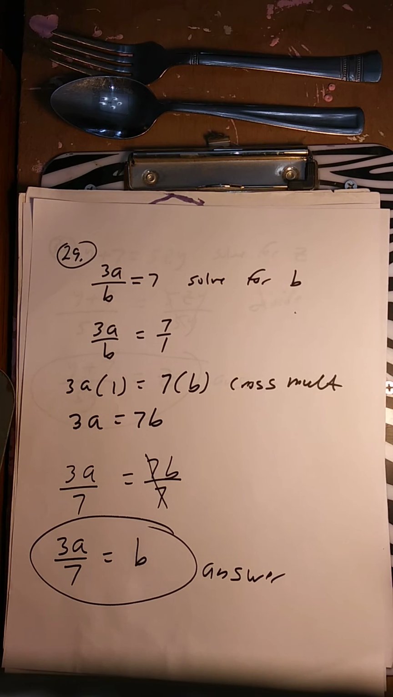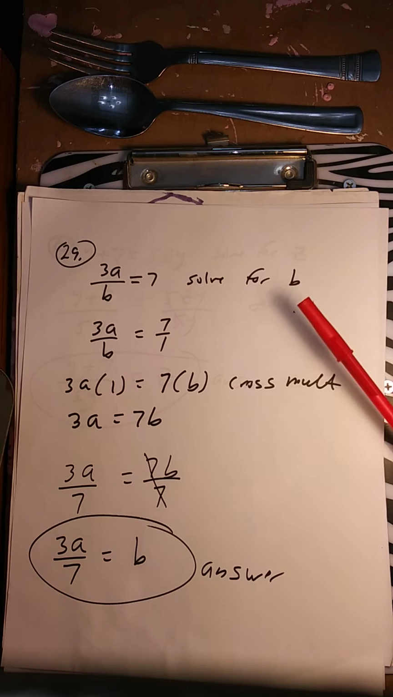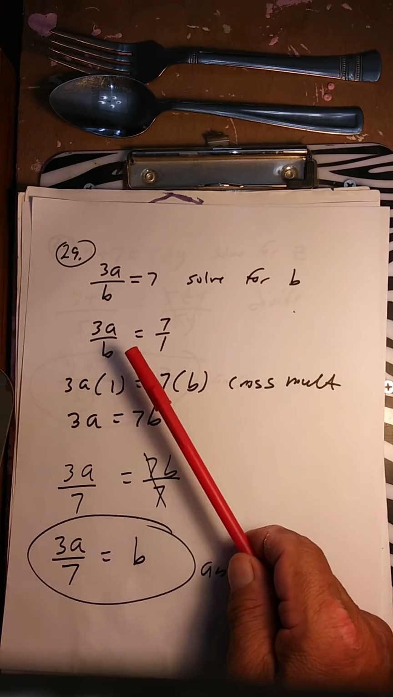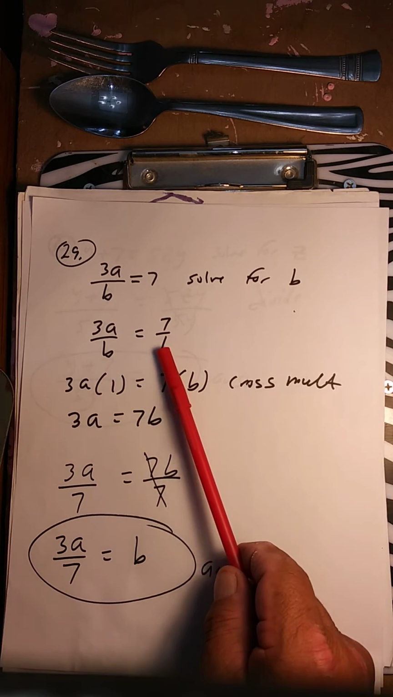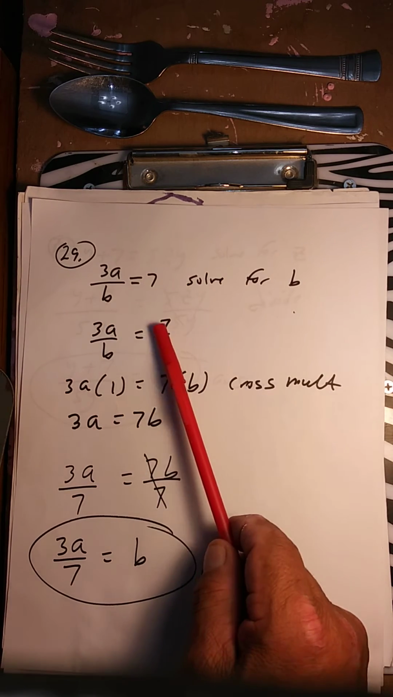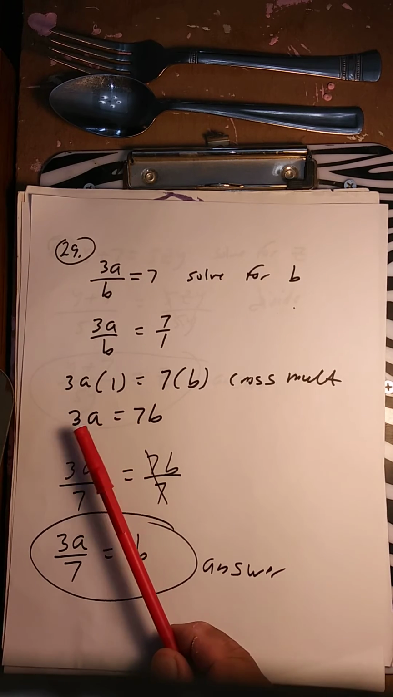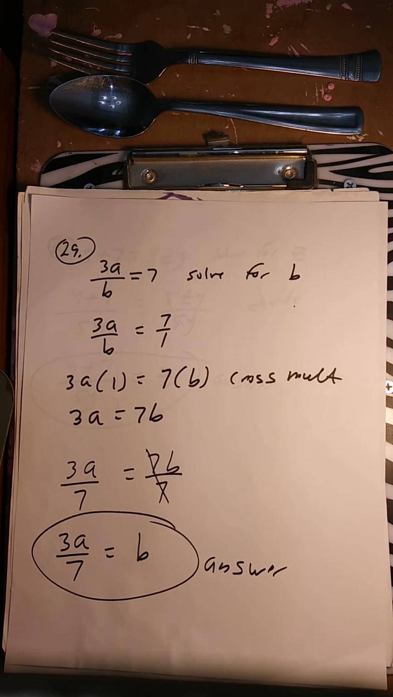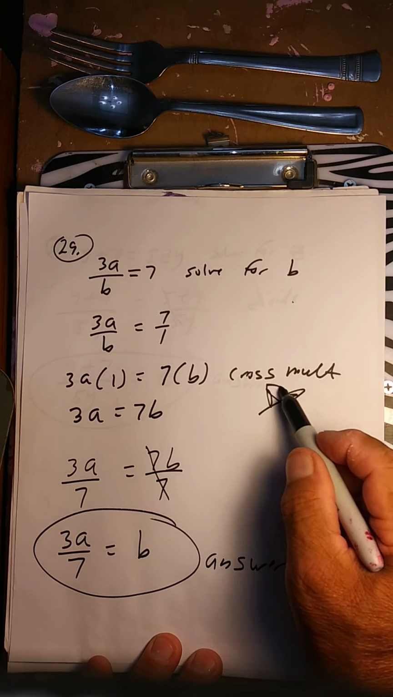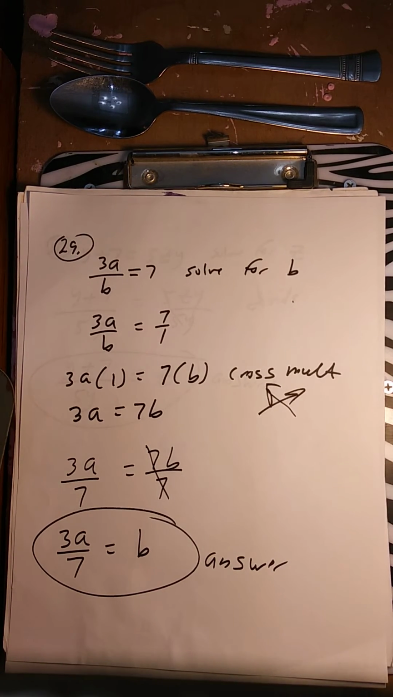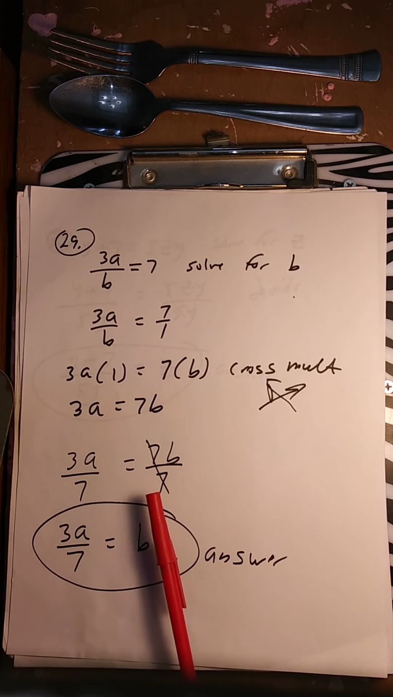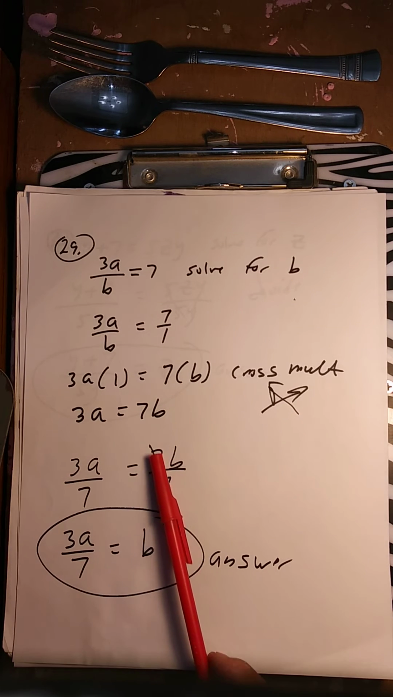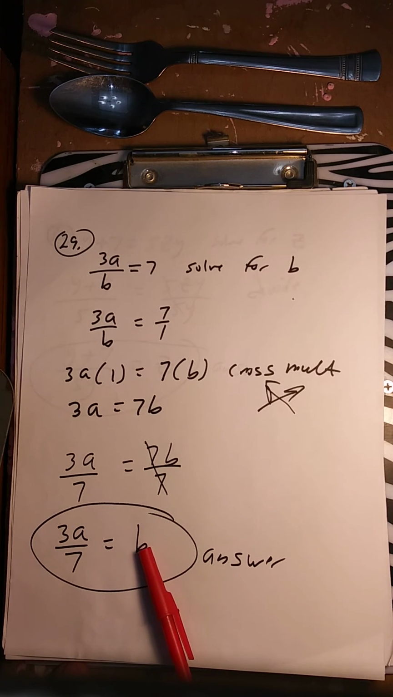Another literal equation. Okay, that's fine. Let's do it. Solve for b. Okay, so I'm going to rewrite it: 3a over b equals 7 over 1. Now I'm going to cross multiply. So 1 times that is this, and b times that is that. So now we have 3a equals 7b. Cross multiply like this, or however you did it. Butterflies, whatever you call it. Now divide by 7, divided by 7. So guess what? These are gone. So we have b by itself. Yes, 3a over 7 equals b. Yes, we got it.